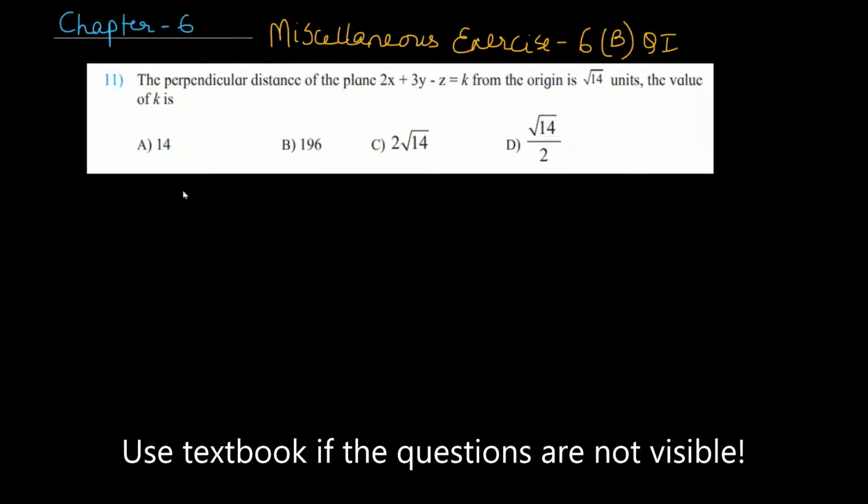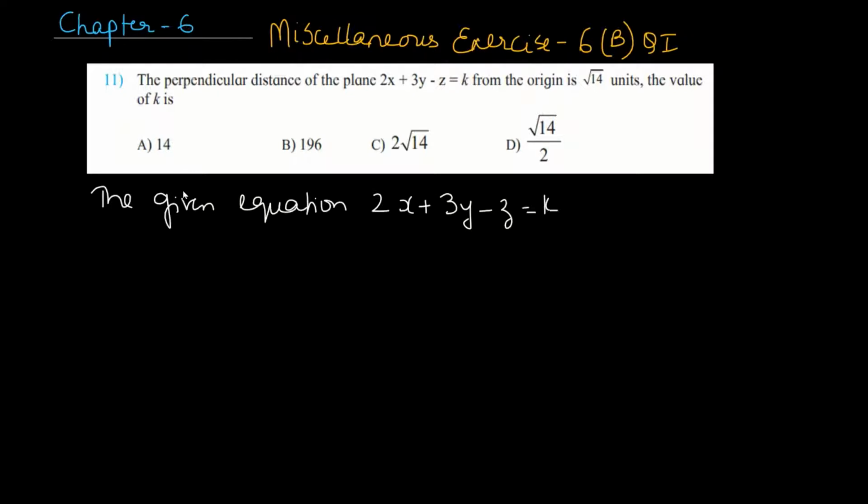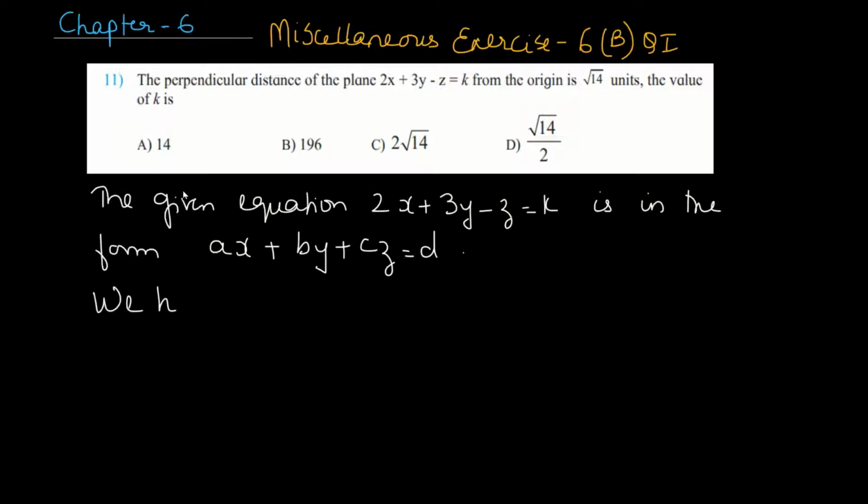Now the given equation 2x plus 3y minus z is equal to k is in the form ax plus by plus cz is equal to d. Okay, so this is the general equation of the plane. To get p, in order to get the perpendicular distance, in order to get the value of k, we have to convert it into the form lx plus my.